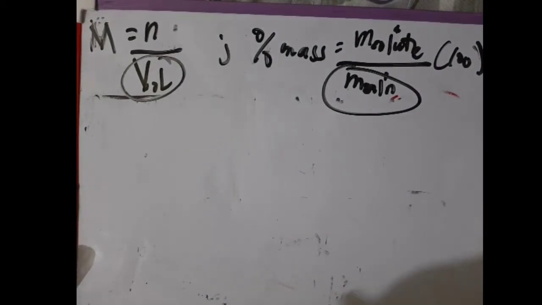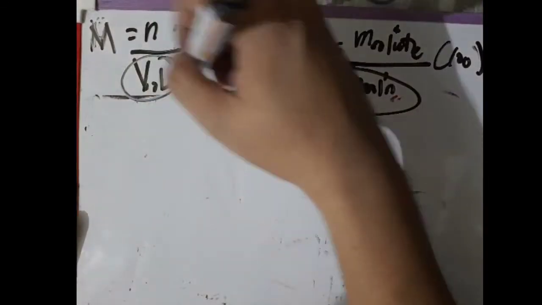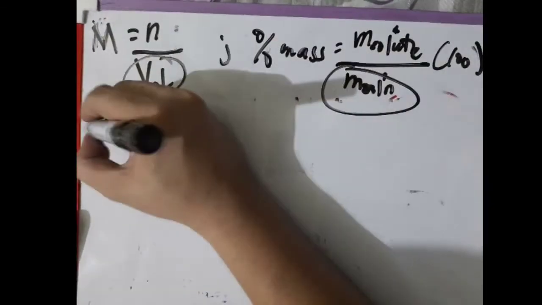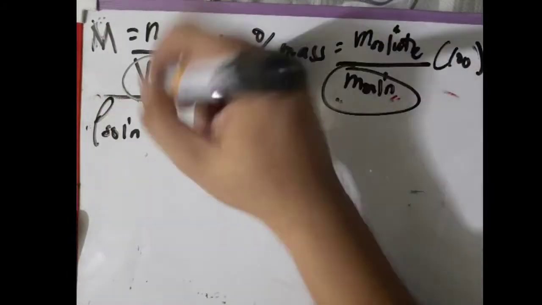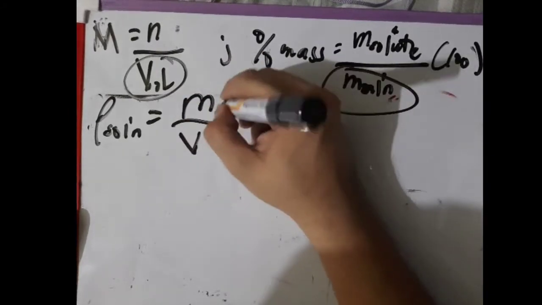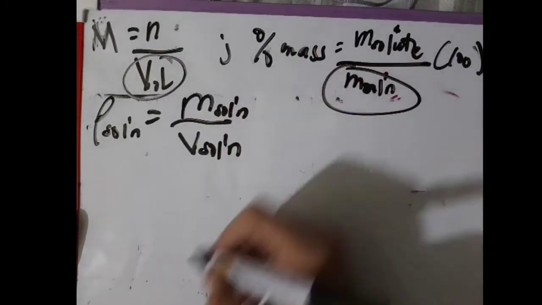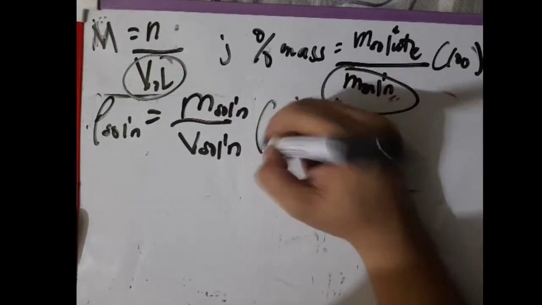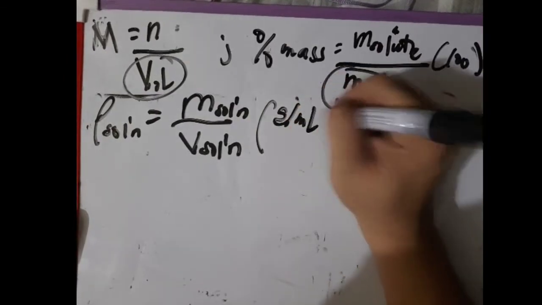Now we need a bridging quantity since the quantities of the solutes here are expressed in two different quantities. So we need a bridging quantity there, which is our density. So density of this solution is obviously, by its definition, mass over volume. Here, the unit is grams per ml.